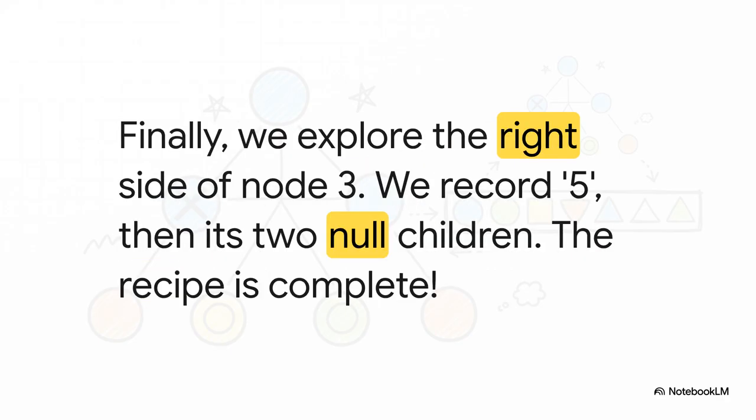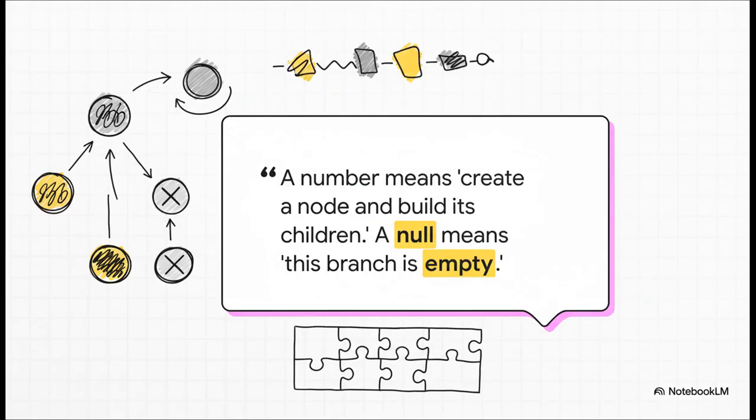We pop back up to node 3 one last time to explore its right side. We find 5, record it, and then add its 2 null children. And that's it. Our recipe is complete. We've captured every node, and just as importantly, every single empty spot. You know, what makes this so elegant is that rebuilding the tree, the deserialization part, is just following the recipe. You read the string, one piece at a time.